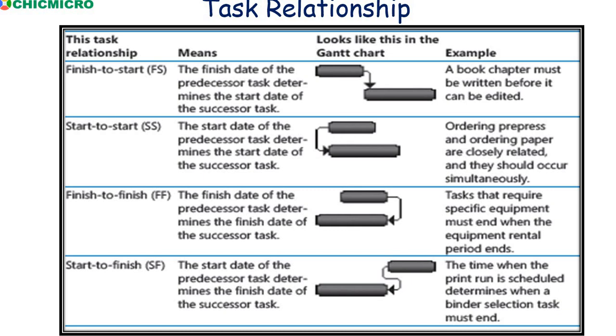The last one is start to finish. The start date of the predecessor task determines the finish date of the successor task. Look at it. It's somehow impossible, but it's possible. When we have this example, the time when the print run is scheduled determines when a binder selection task must end.